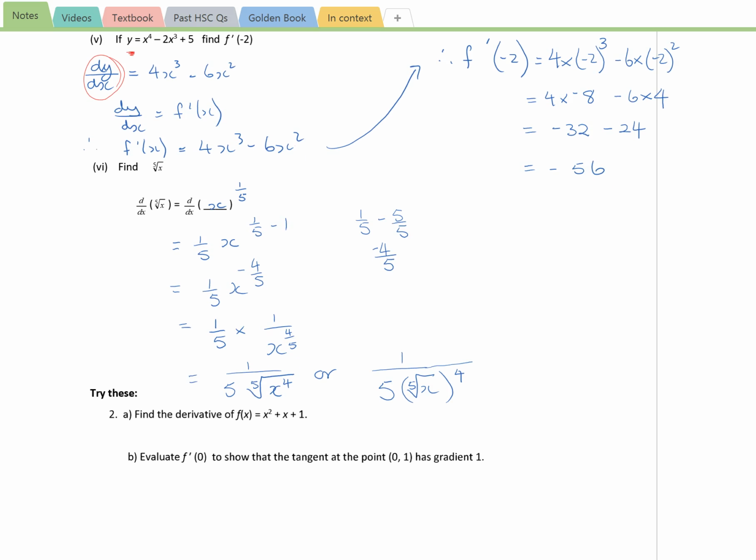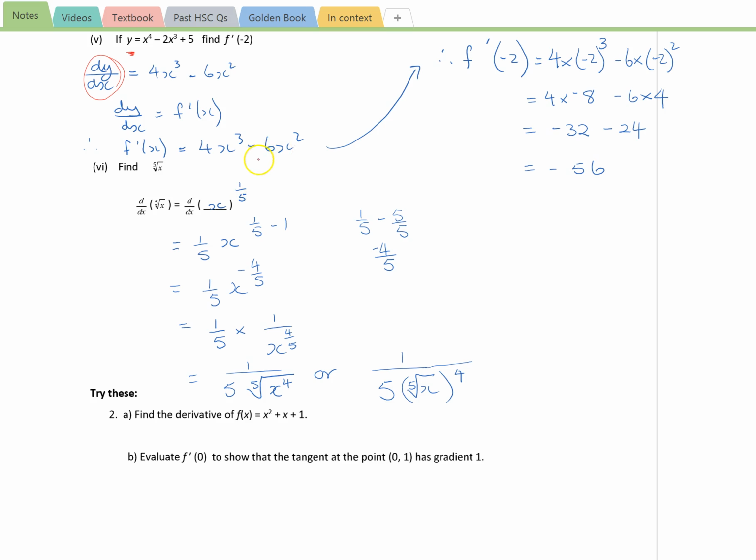Now, for the first time, we have a bit of a problem. Why? Because have a look at what we're finding. Not only do they not name it, but also we can't see the power that x is being raised to. So we're going to rewrite it. d dx of the fifth root of x is d dx of x to the 1/5.